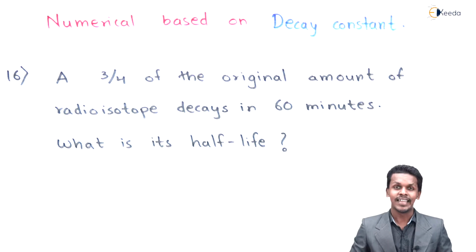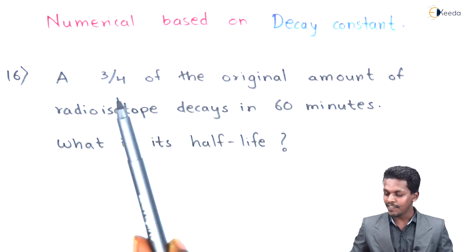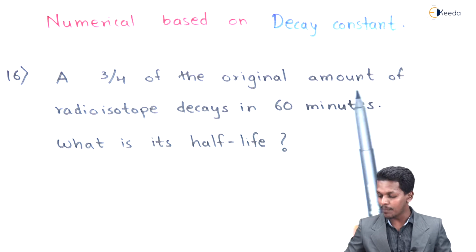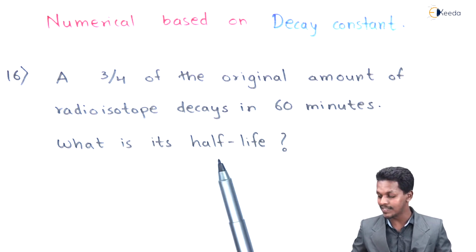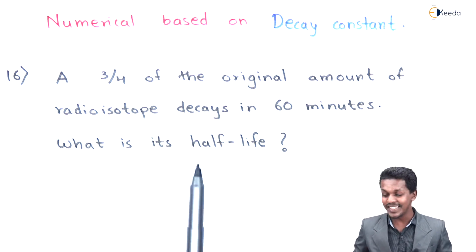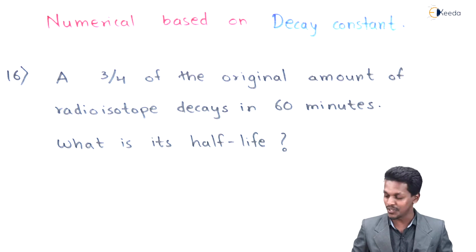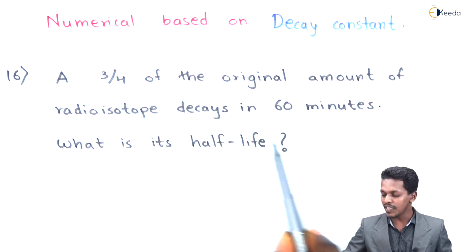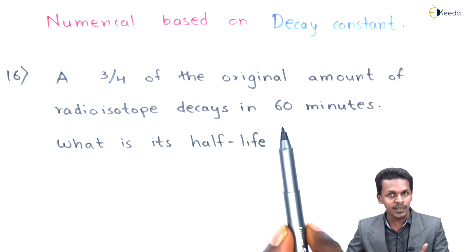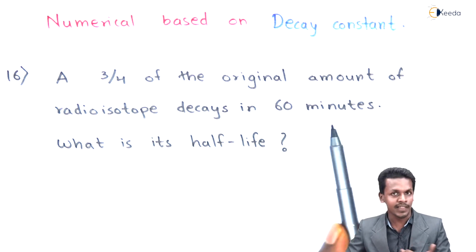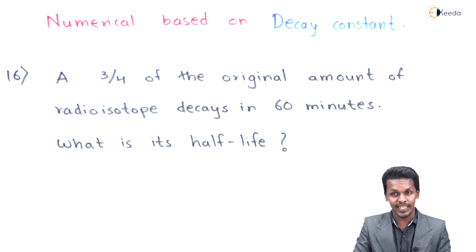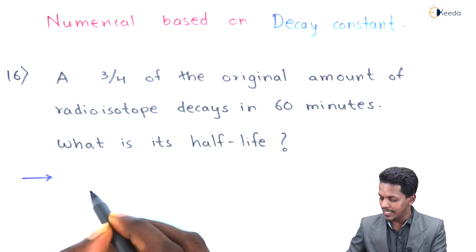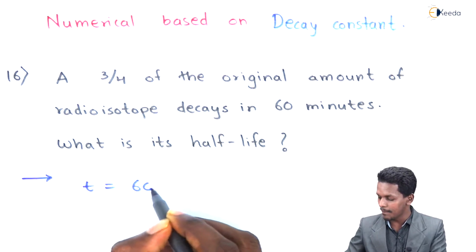So friends, here is a question: 3/4 of the original amount of a radioisotope decays in 60 minutes. What is its half-life? Based on this data, how can we calculate the half-life? For that we have to understand this question. Here one piece of data has been clearly mentioned: the change occurs in a duration of 60 minutes. So I can write the data as t is 60 minutes.